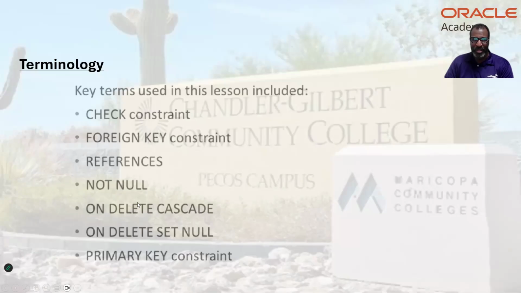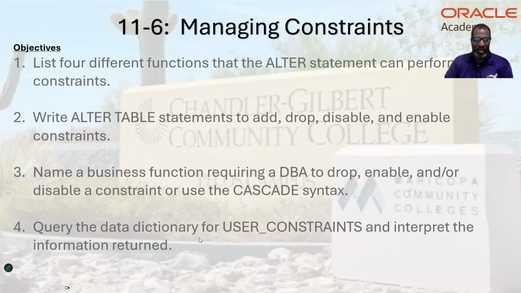Right. Okay. So we learned check constraints, what they are, foreign key, references, not null, ON DELETE CASCADE, ON DELETE SET NULL, primary key constraint. All right. Our last topic, I know it's been a lot. Thank you all for bearing with me. This is probably the heaviest module that you'll have for the whole course.